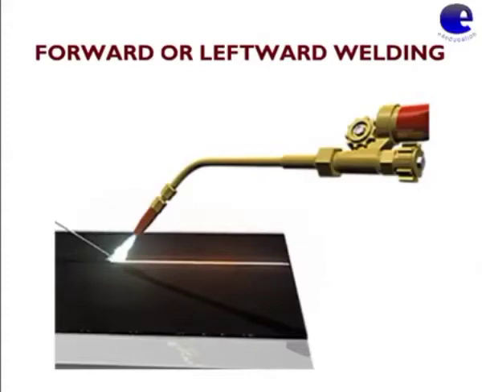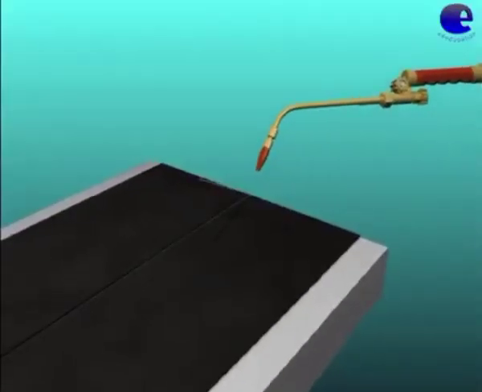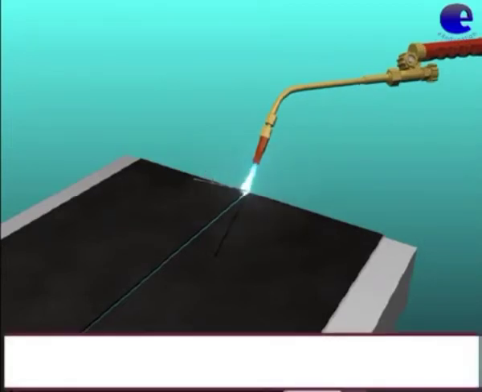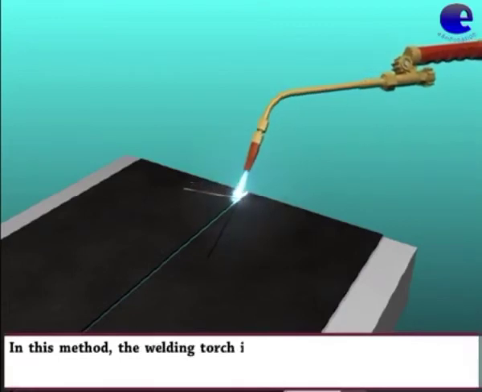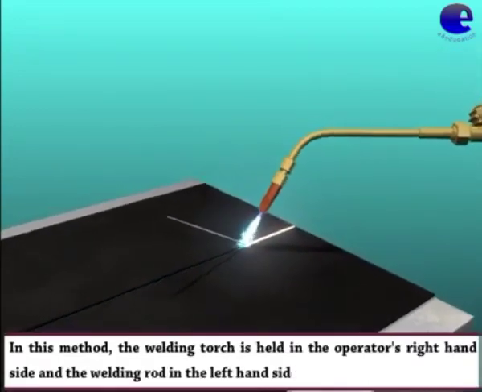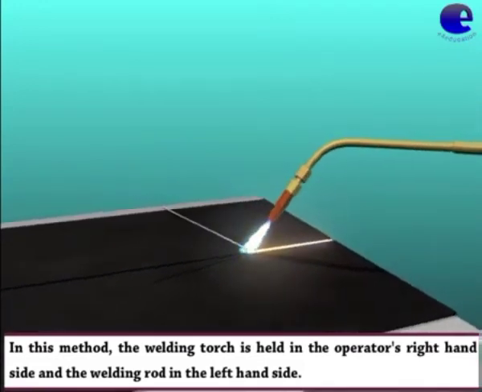Forward or leftward welding. Let us see the forward and leftward welding. This welding consists of filler rod, welding torch. In this method, the welding torch is held in the operator's right hand side and the welding rod in the left hand side.